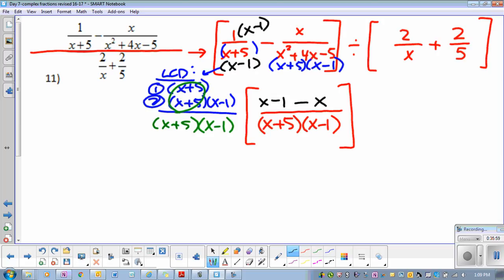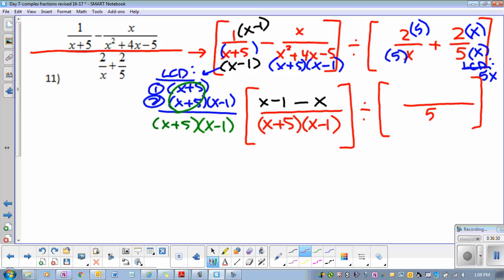Good. I didn't have to distribute the negatives or anything else over there. And then divided by, oh, gotta find the LCD over on this side. Good. LCD equals 5x. That one's missing a 5. This one's missing an x. Whatever you multiply to the bottom, you multiply to the top. Yeah? All right.